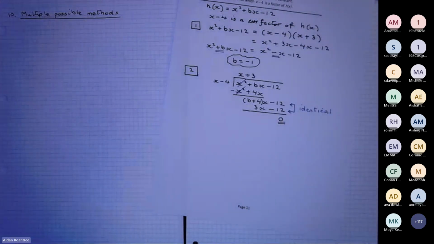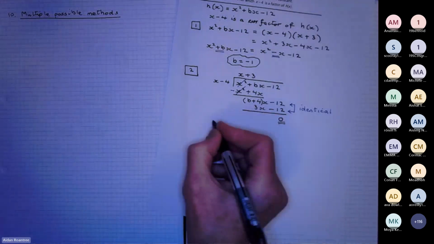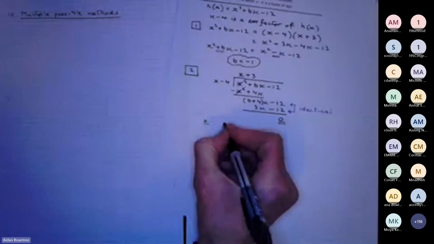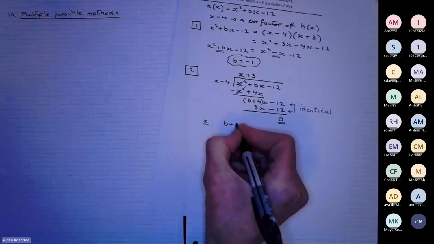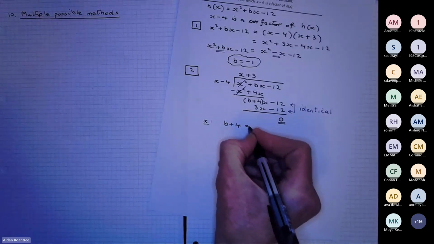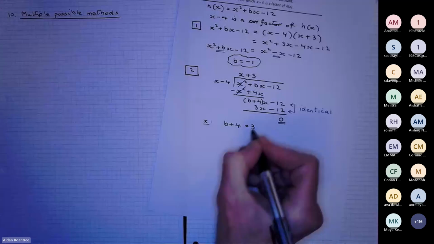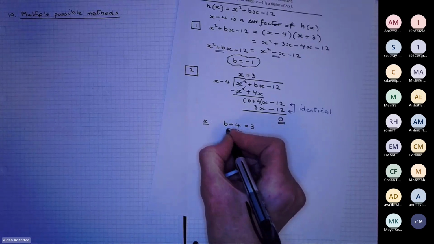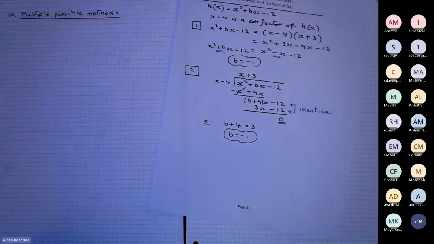Now, obviously, the minus 12 and the minus 12 are the same, so there's nothing to be gained by writing that down. But we can match up the coefficients of x, and that gives us that b plus 4 is equal to 3. If you bring the 4 over to the far side, b is equal to minus 1. And there's the same answer got in a different way. And there's another way as well, right?